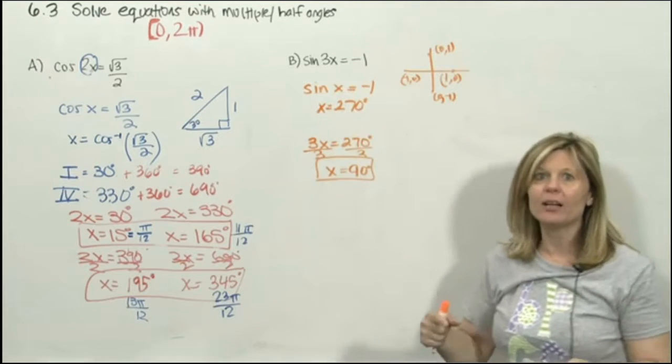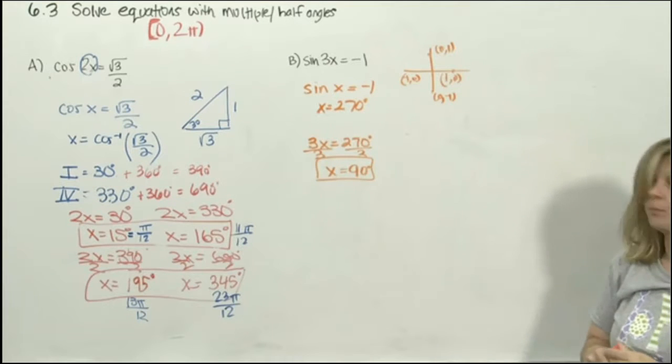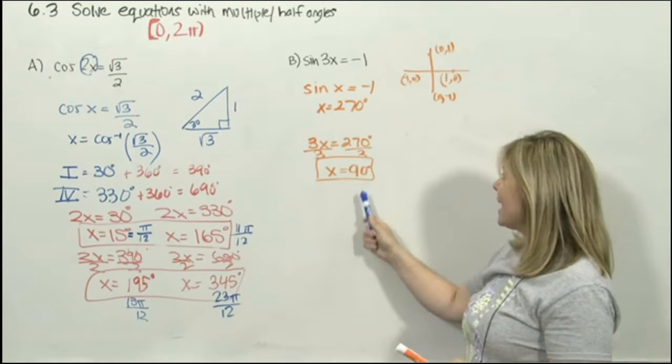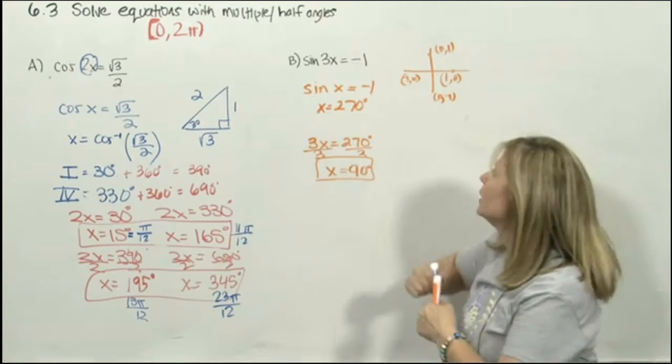All right, but remember, that's one solution. This was a triple angle. So what you want to think about is coterminal angles. Okay? Don't take this answer you got and make it coterminal. Go back here to the original.